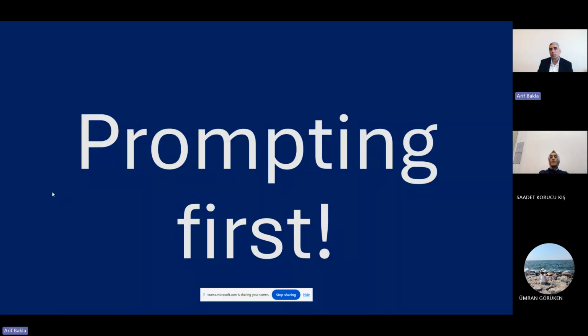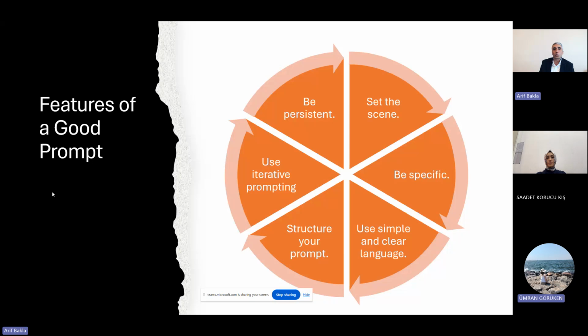Well, we have the term prompt engineering. I'm sure you have heard of this term. It's a kind of a specialized area, actually. Because of this, we call it engineering. And we will be taking a look at the importance of prompting and features of good prompts.